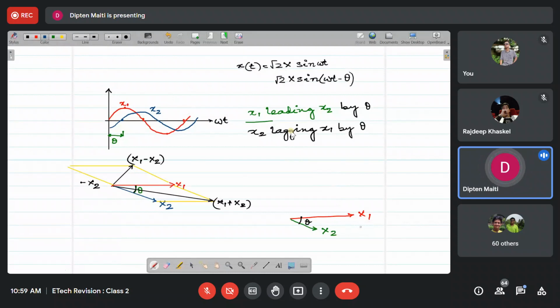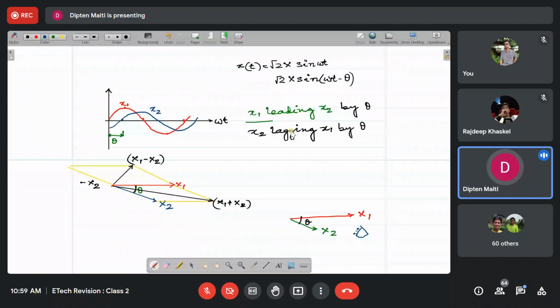Now you would ask, sir, what would happen if there is no absolute position, and I may be looking at this point? You would find that x2 is leading and x1 is lagging. However, that is not the case, because x1 is leading and x2 is lagging. That is the true case. So does that become ambiguous? No, not as such.